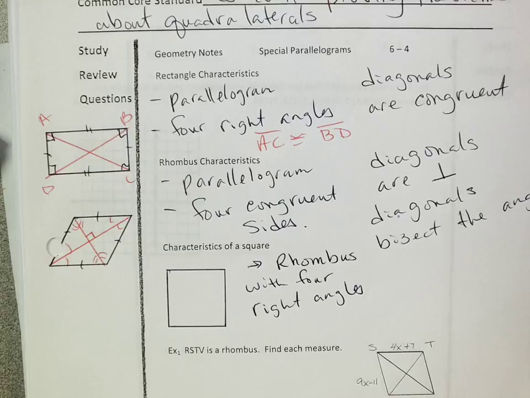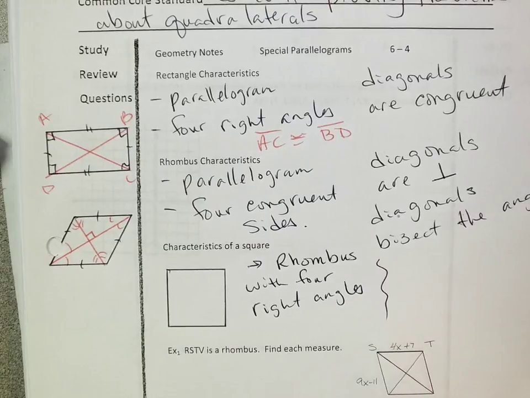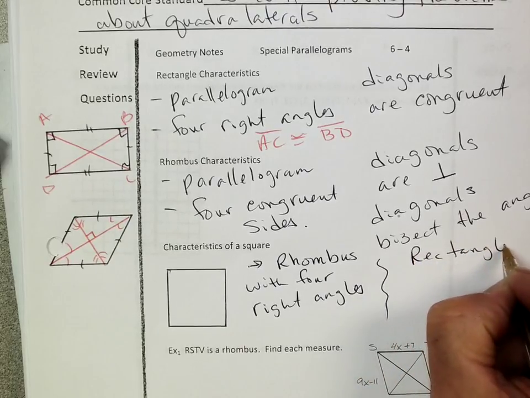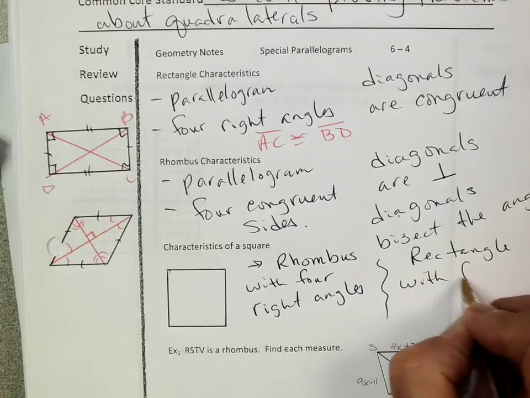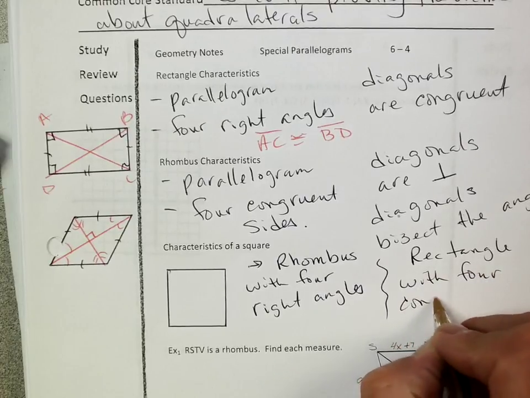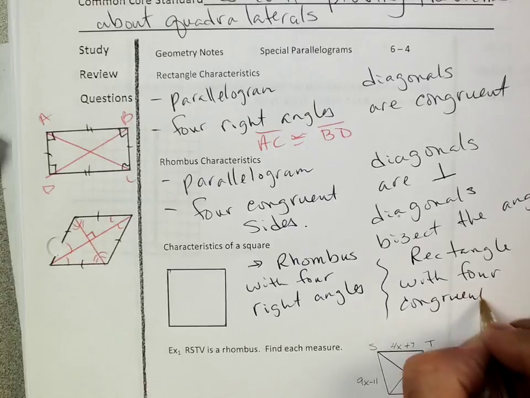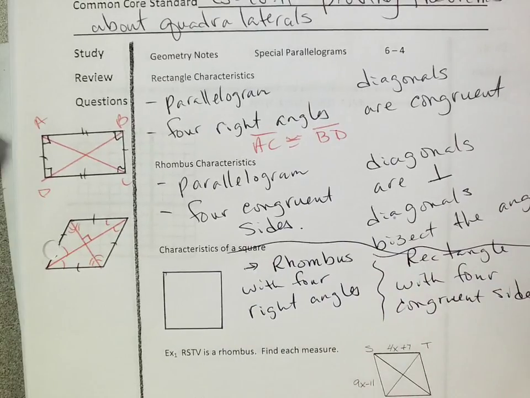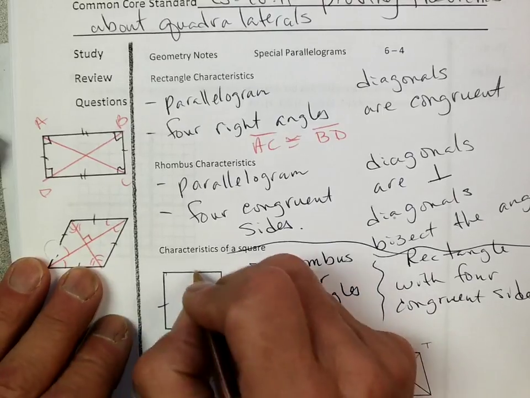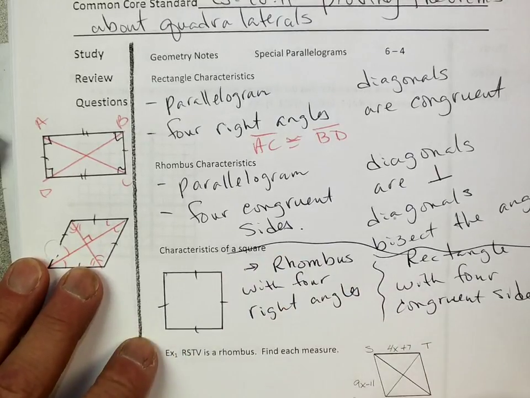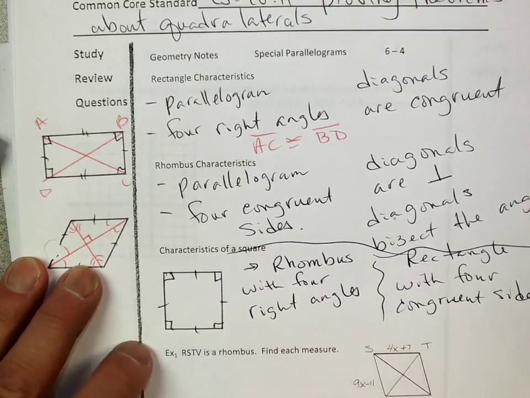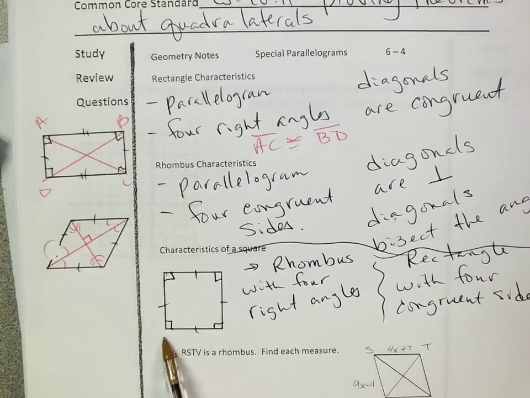Okay, that's one definition. Another definition I like to do is call it a rectangle with 4 congruent sides. So if it's a rhombus with 4 right angles, yeah, that looks like a square, doesn't it? Or if it's a rectangle, which we already have the 90 degrees, with 4 equal sides, then obviously it's a square, okay?